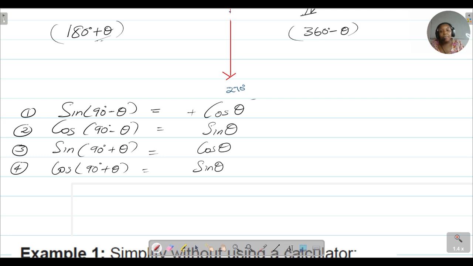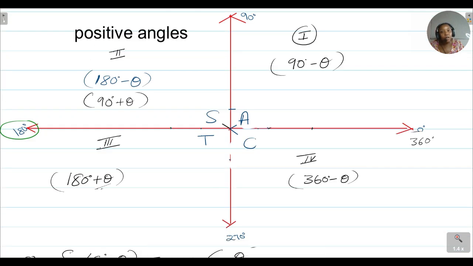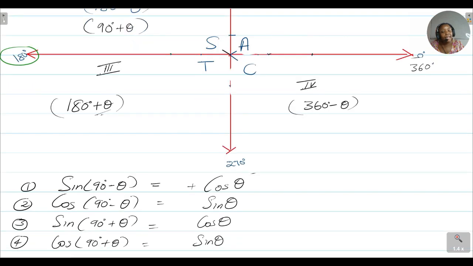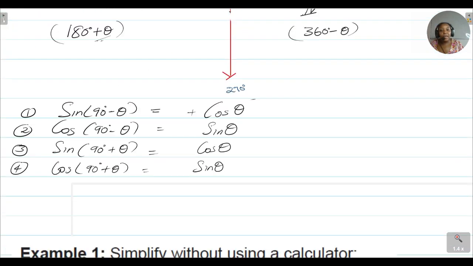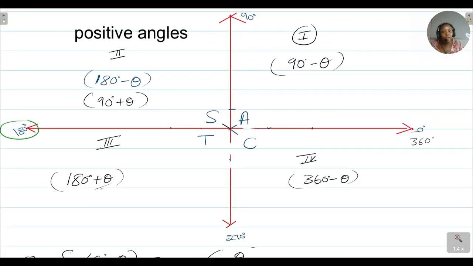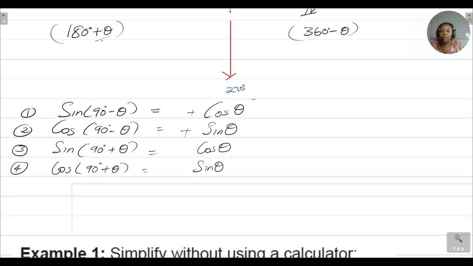We've got cos of 90 minus theta. Again, you ask yourself, in which quadrant am I? 90 minus theta is in the first quadrant, and in the first quadrant, all of my trig functions are positive. It's going to be positive sine of theta. Let's continue. We've got sine of 90 plus theta. In which quadrant am I? I'm in the second quadrant. And what's happening in the second quadrant? Only the sine function is positive. So because we were given sine of 90 plus theta, I'm just going to write that as a positive cos of theta.